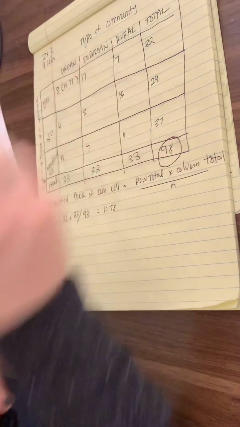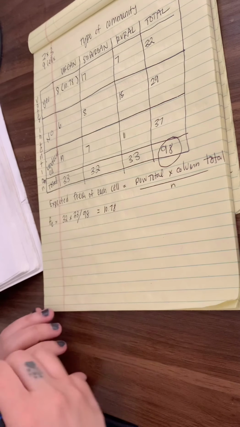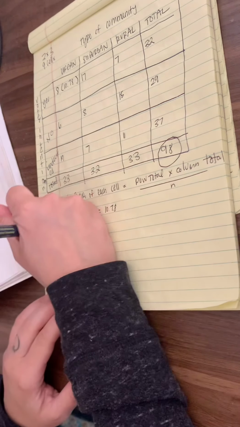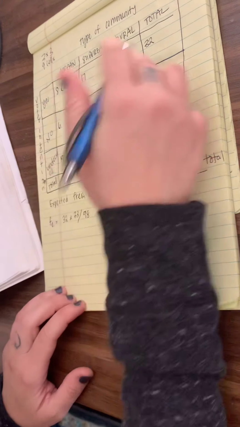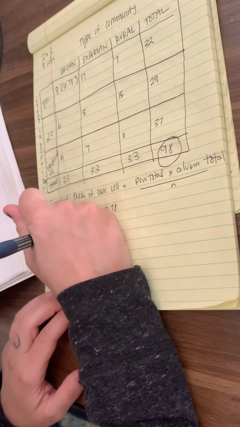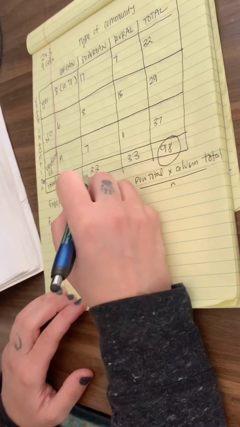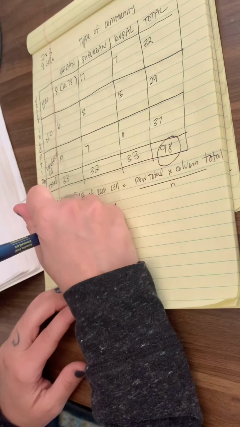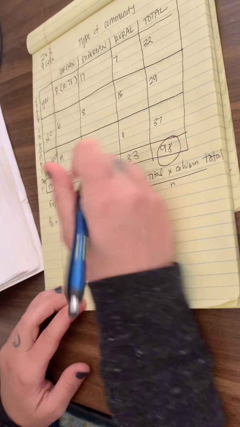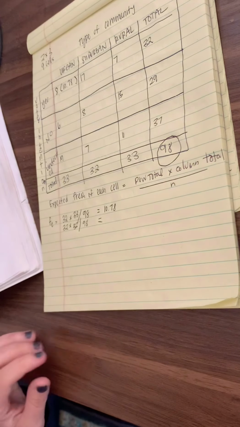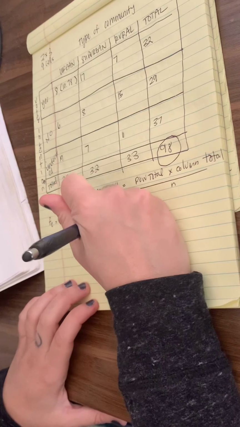Next, we can do suburban yes. That's going to be, again, 32 times 32, since we're in a different column now, divided by 98. That's going to give us an expected frequency of 10.45.